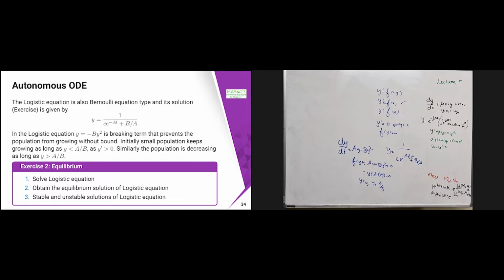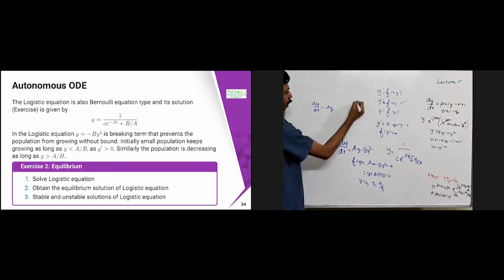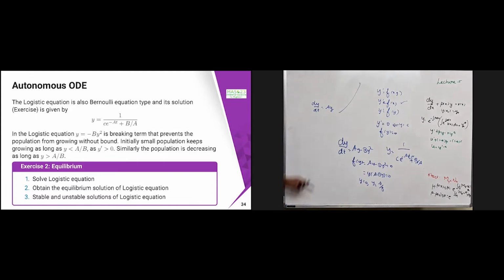So this is called the logistic or population balance equation. Suppose b is 0, then what are you going to get? dy/dt is going to become a y. In this case, you can observe that the solution is going to be e to the power at, which means you are going to get complete growth. This means the population is going to keep on increasing.